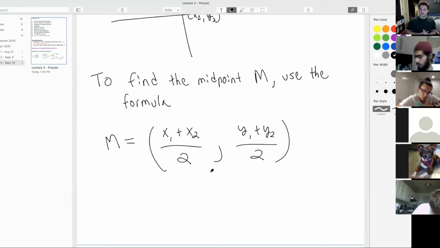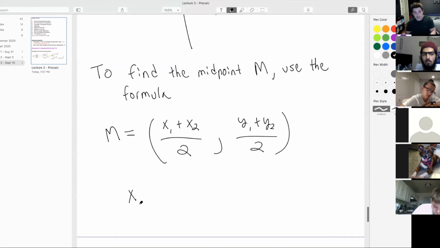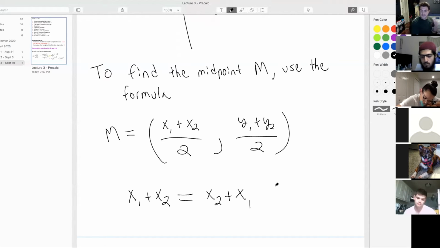This one is also interchangeable? Yes, that was going to be my next question. Does it matter what you choose as x1 and x2, and why? No, because it's commutative. Yes, exactly. The numerators: x1 plus x2 is equal to x2 plus x1, by the commutative property of addition of the real numbers. So order does not matter.